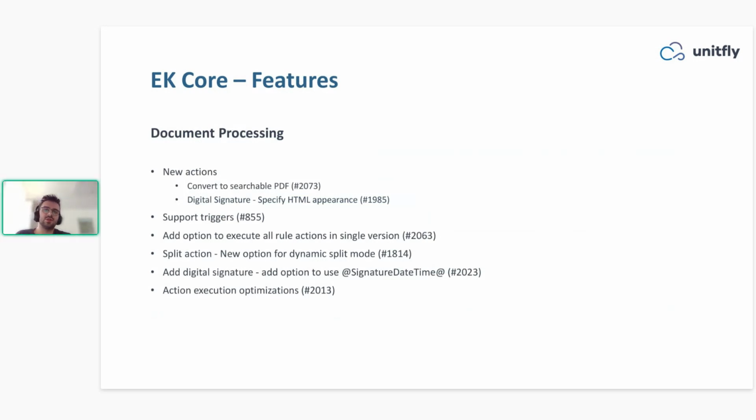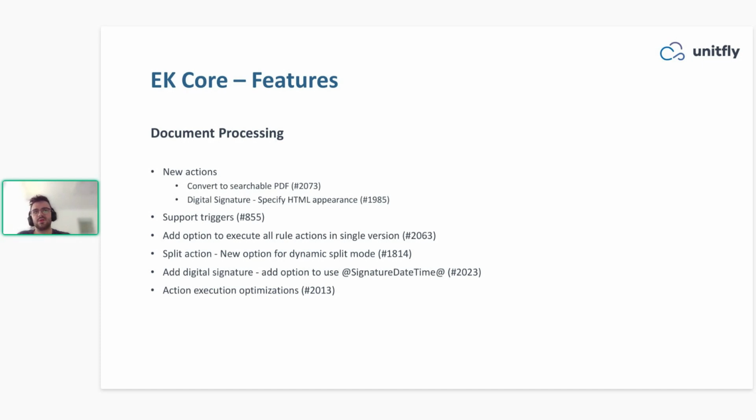A lot of changes like optimization of execution, and now you have a feature where you can have only one version made if you have multiple actions. So for example, if you are merging a PDF and then maybe you are adding a watermark and then you are adding a digital signature at the end, that won't be three different versions of your object. That will only be one version, and now we added that option.